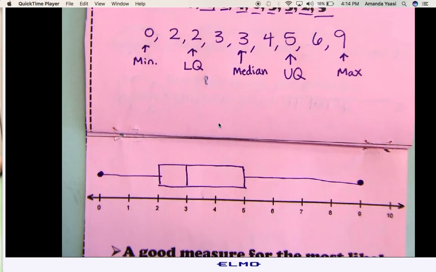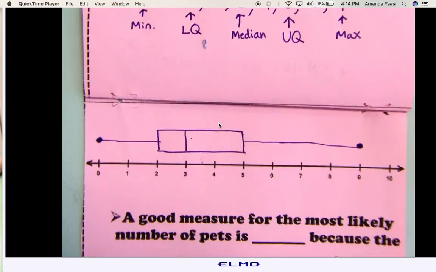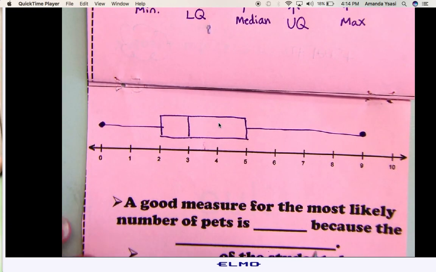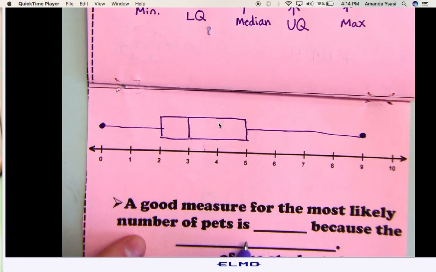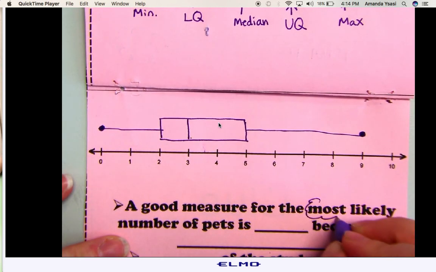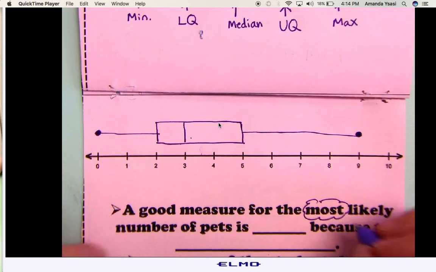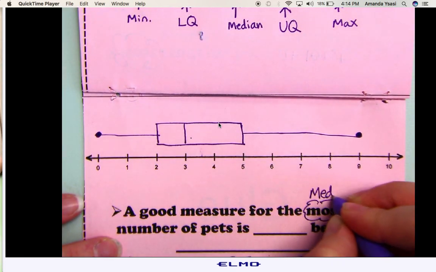So we need to answer these questions. So a good measure for most likely number of pets is most. Remember most? Most likely. In a box plot, that is considered your median.